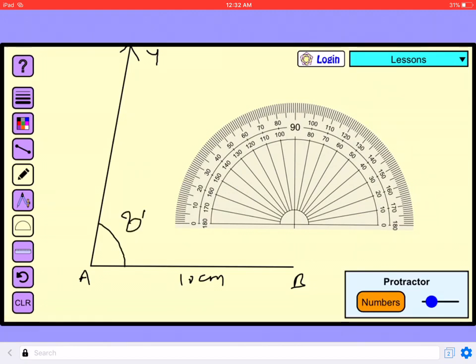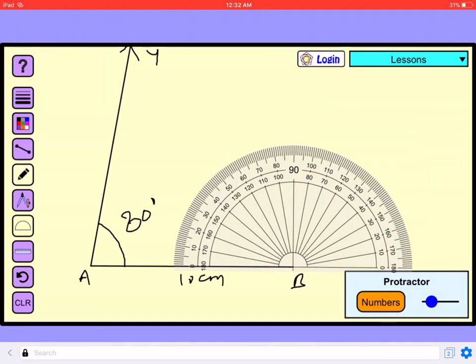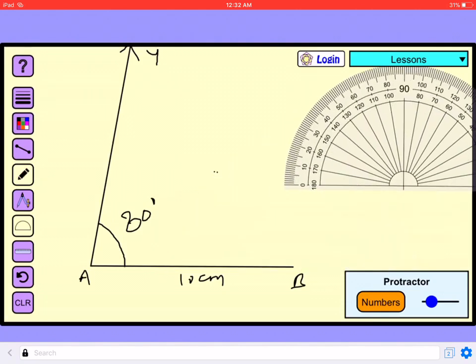Now at point B, using protractor, draw an angle of measure 50 degree at point B. So this arm of angle B, that is BX, intersects the AY at point C. So this is BX, which intersects the AY at point C.